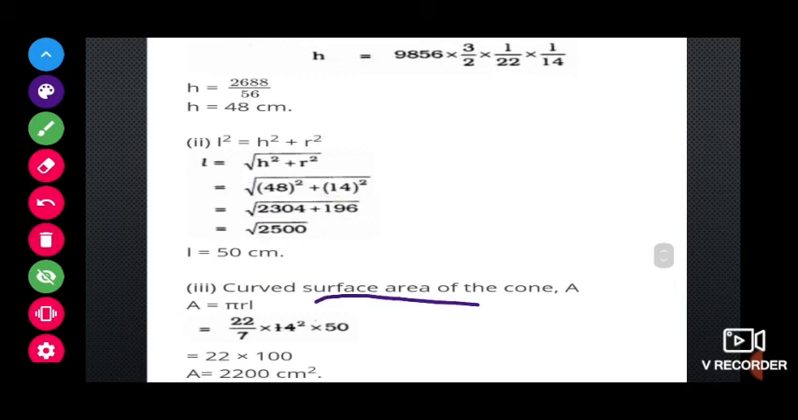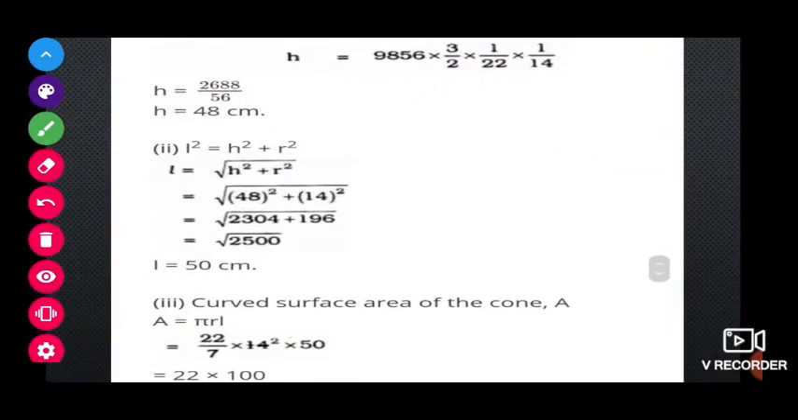Next, the curved surface area of the cone we have to take. What is the formula? Pi r L. Pi 22 by 7 into r 14 into L 50. So 7 ones are 7, 7 twos are 14. We will get 22 into 2 into 50. That is 22 into 100, 2200 centimeter square. Next.